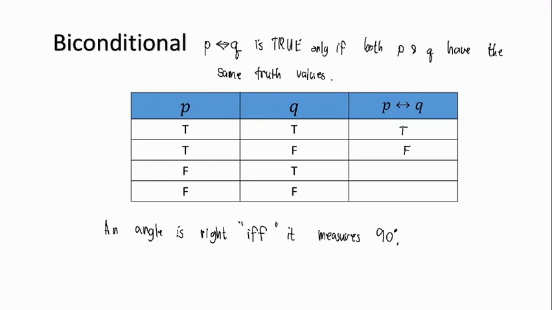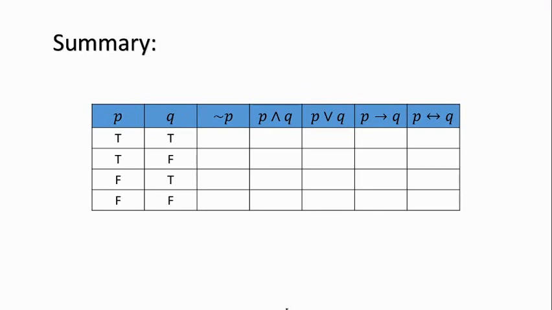Now, if an angle is not right and it measures 90, the entire statement is false. But what if an angle is not right? Then it doesn't measure 90. In the case of a false and a false proposition here, it's still a true statement. Again, an angle is not right and it doesn't measure 90, it's a true statement.